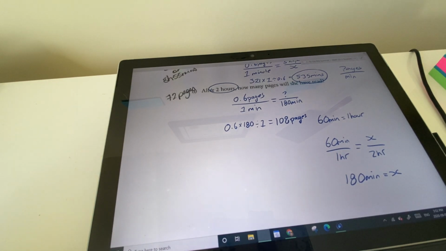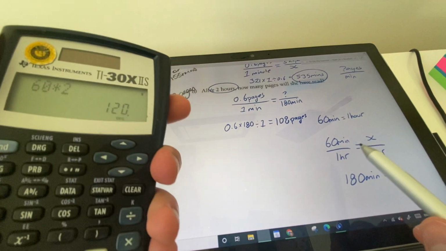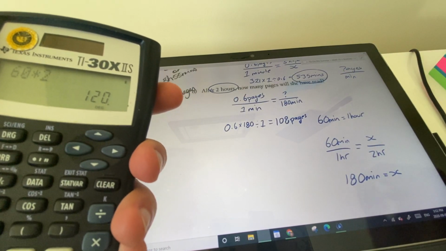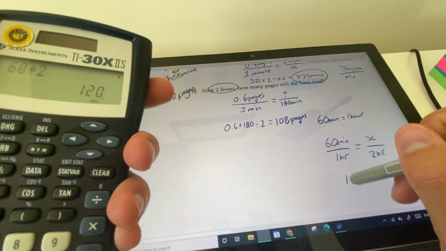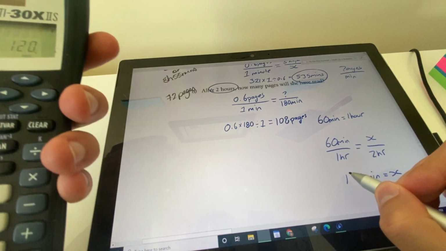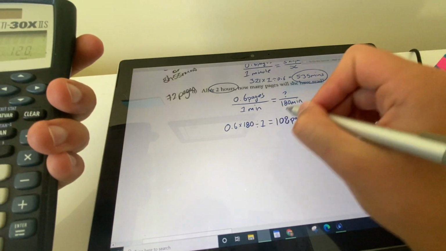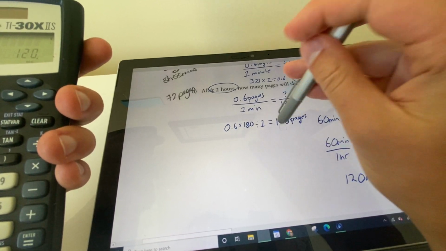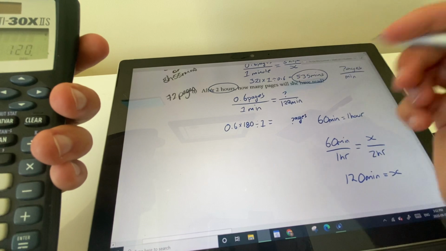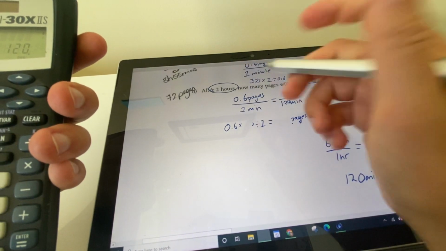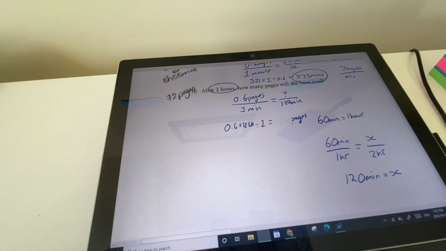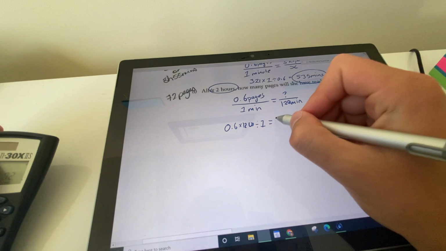Oh, wow, that was bad math. See, that's why you always use your calculator. 60 times 2 is not 180, it's 120. Okay, so that means this should have been 120. So 0.6 times 120, divided by 1. So that gives me 72 pages.